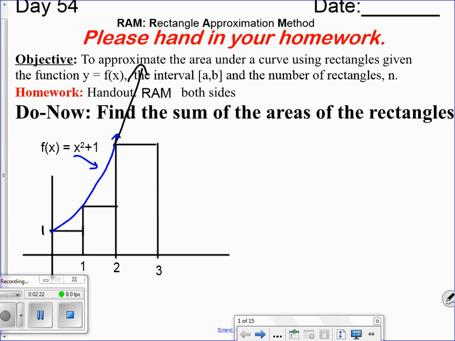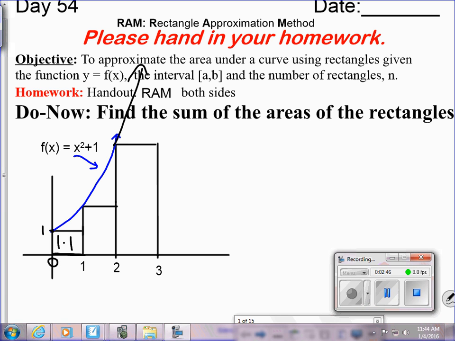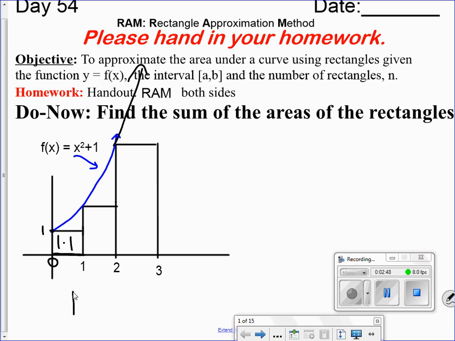So let's say that the width is this dimension right here. What's the width of our first rectangle? Okay, so it's 1 times, what's the height of our first rectangle? 1, because it's the y coordinate right here. All right, so 1 times 1. The area of our first rectangle, which happens to be a square, is 1.